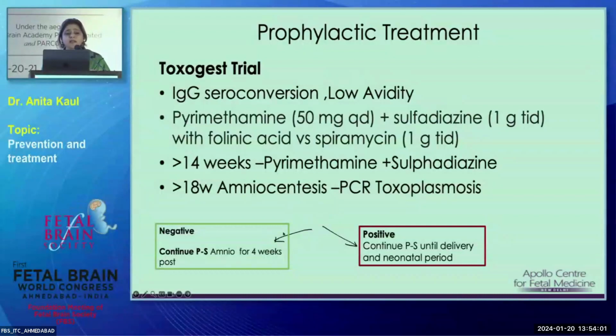So if it was negative, they stopped the medicine. But unlike CMV, you cannot stop it immediately, because these trophozoites can be inside the placenta and they can keep getting released. So even if your amnio is negative, you need to still wait for a month or so, or even up to 6 weeks, to make sure that whatever residue there is in the placenta is covered, in case you get a false negative on your amnio just because you've tested it a little too early. And if by chance it is positive, you continue the medicines up to term and the neonatal period.